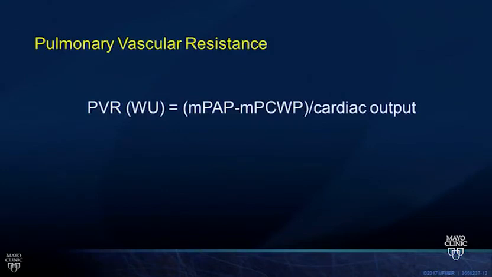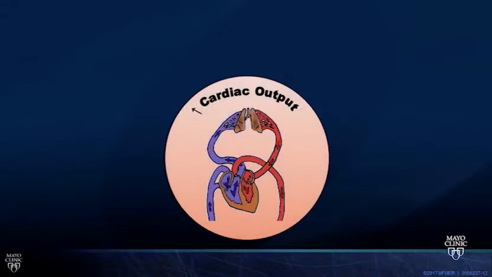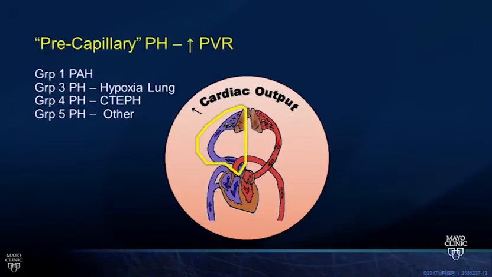And as Dr. Nishimura mentioned, you should all be able to calculate the pulmonary vascular resistance, and that's given in Wood units by this formula, which is the difference between the mean PA pressure and the mean wedge pressure divided by the cardiac output. And you can make it the pulmonary vascular resistance index if you divide by the cardiac index. And the difference between the mean PA pressure and mean wedge pressure is known as the transpulmonary gradient, and the normal of that is less than 7. So cardiac output goes through the left side and the right side of the heart.